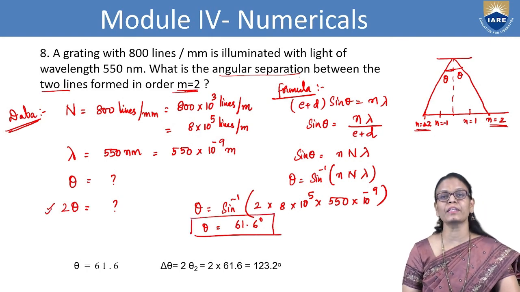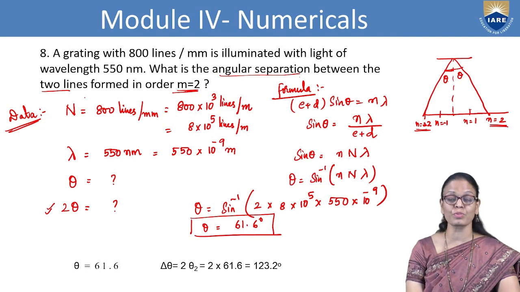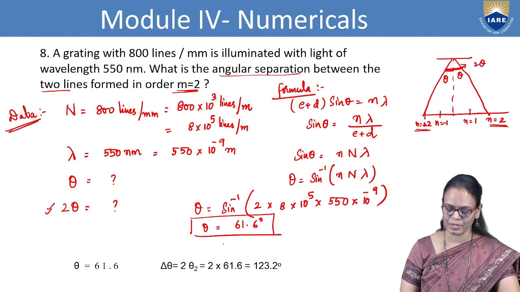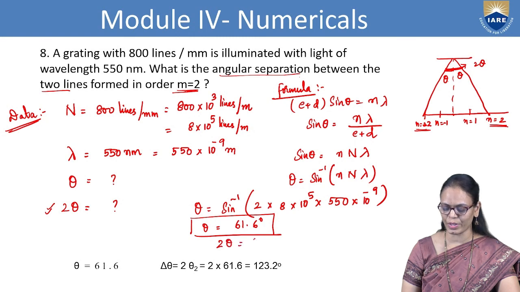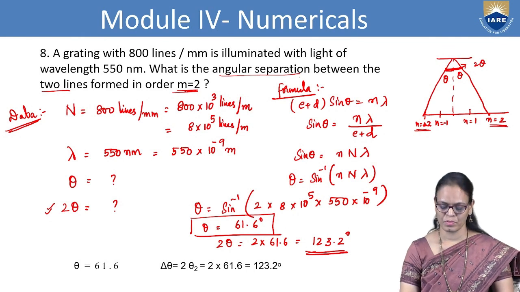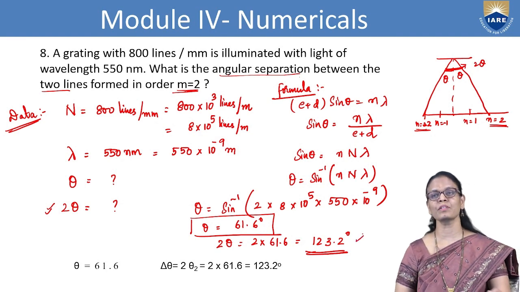But what we have to find here is 2 theta. The separation between two lines of order m is equal to 2. So if this is theta and this is theta, the total angle will be equal to 2 theta. So we write 2 theta will be equal to 2 into 61.6. That will be 123.2. So what is the angular separation between two lines of order m is equal to 2, means it is 123.2 degree.